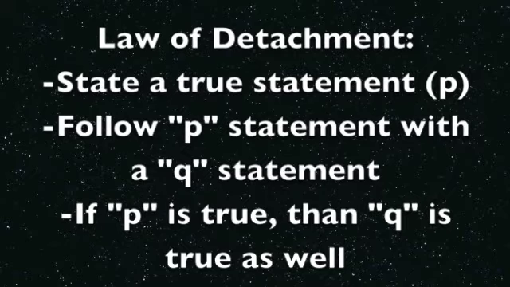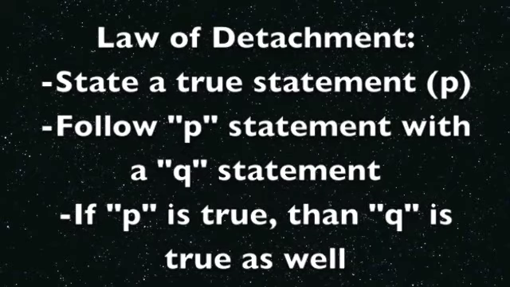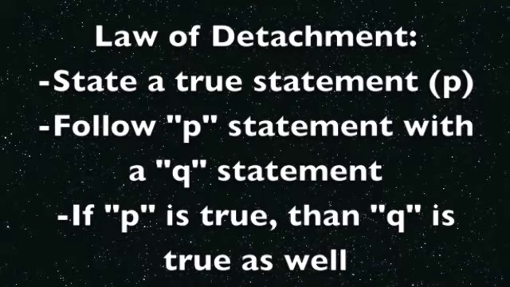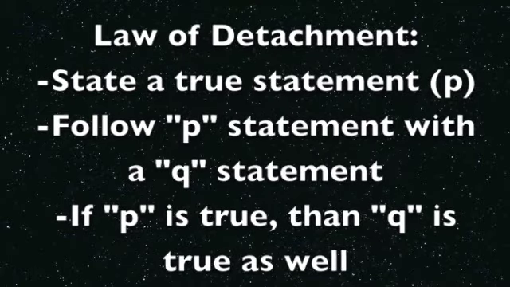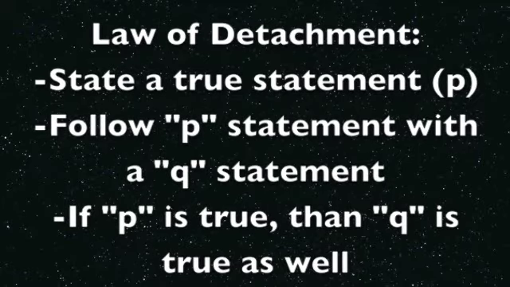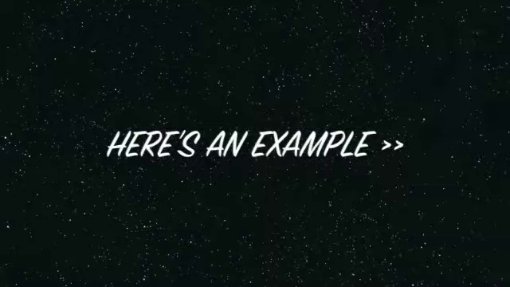Now let's talk about the law of detachment. The law of detachment also begins by stating a true statement called the P statement. The P statement is followed by a second statement called the Q statement. If we know that the P statement is true, then we can also assume that the Q statement is true. Here's an example of using the law of detachment.